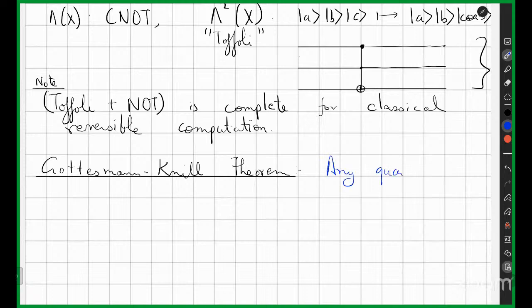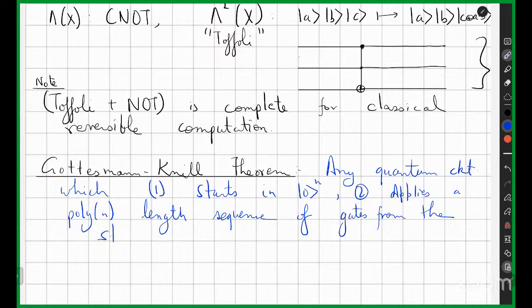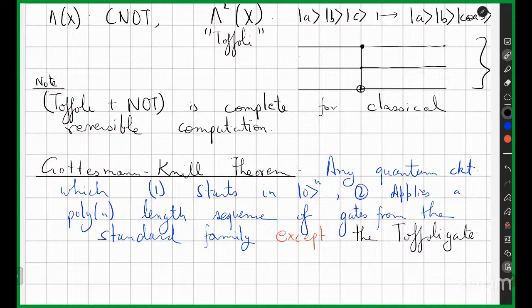Any quantum circuit which starts in 0 to the n, basically the initial state is just a tensor product of zeros, applies a poly(n) length sequence, I'm writing it really informally, of gates from the standard family except the Toffoli gate. So it can apply any other gate. It's not allowed to apply the Toffoli gate, and it's polynomial.